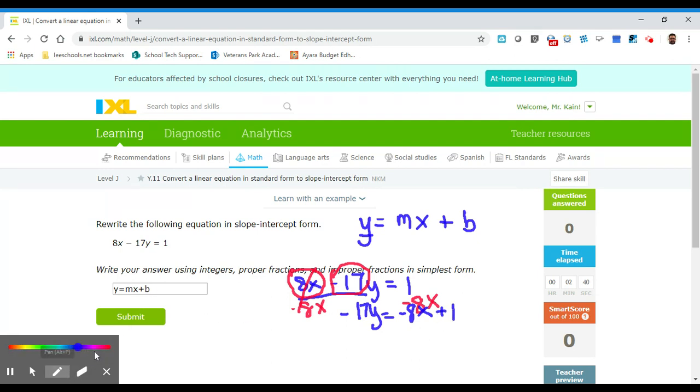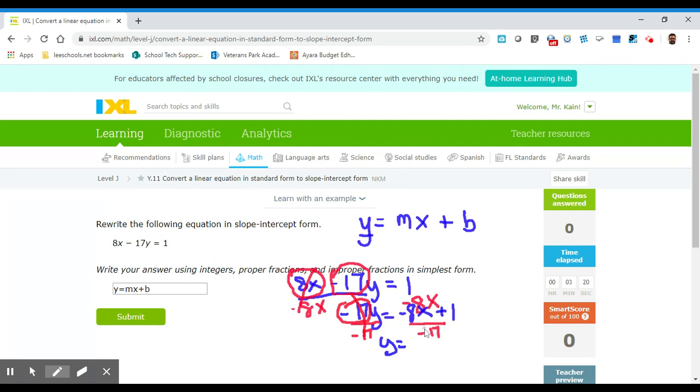And just as I said before, we still need to get rid of this negative 17. Now, since this negative 17 is multiplying that y, we need to divide it by negative 17. And that means we need to divide this side by negative 17. This is tricky, but watch what I do. So this cancels out, leaving y by itself. Now this negative 17 is going to divide all of the terms on this side.